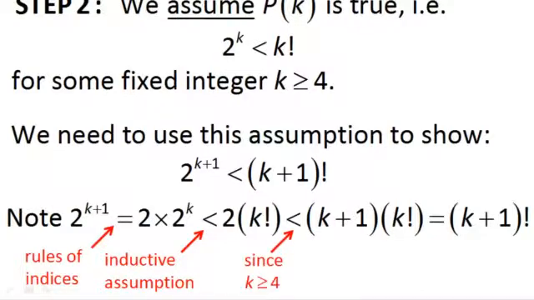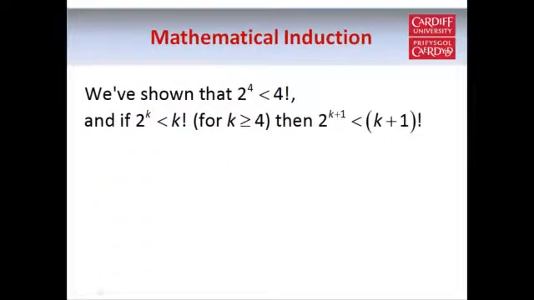And we can say that 2 times k factorial is smaller than k plus 1 times k factorial, because remember k has to be a number greater than or equal to 4. And using the definition of the factorial, we can say that k plus 1 times k factorial is equal to k plus 1 factorial.